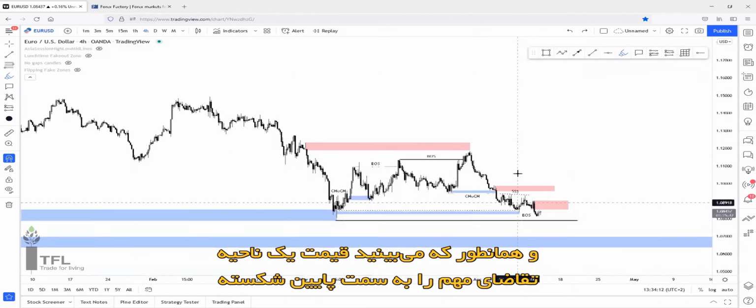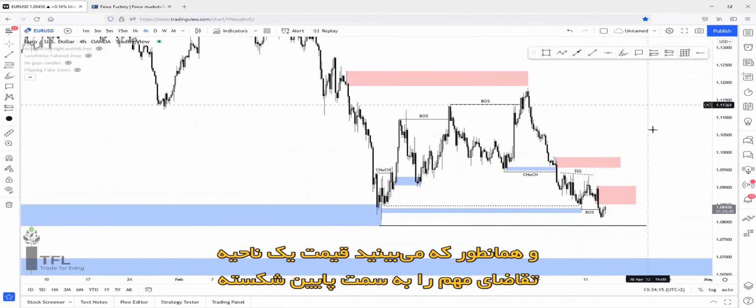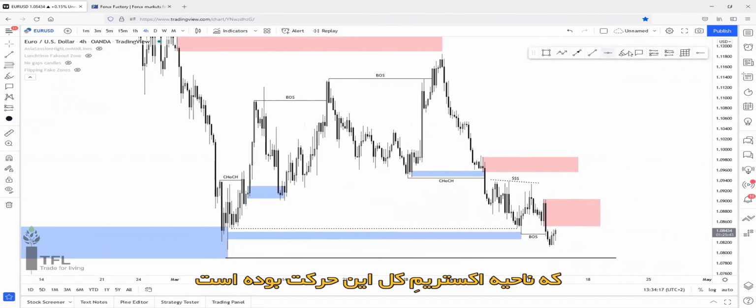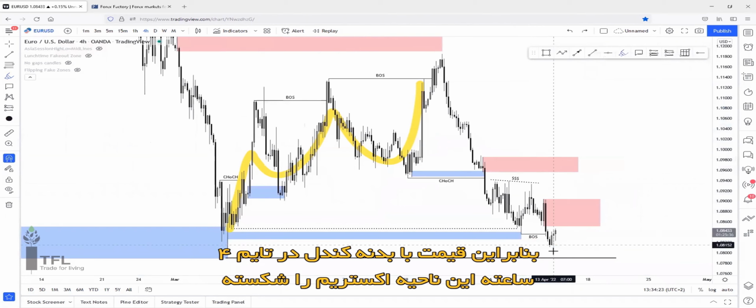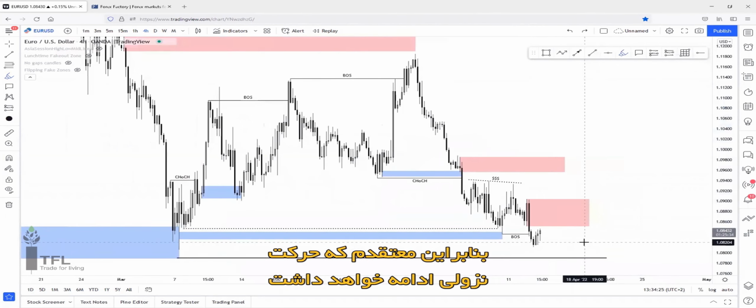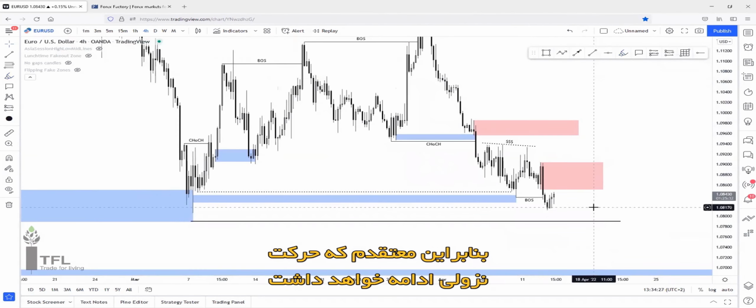And as you can see, price has just broken below an important demand level, which was the extreme of the whole movement right here. So price has just broken below this extreme level with this movement, with a body closure on the 4-hour chart. So I believe the bearish movement will be continued.